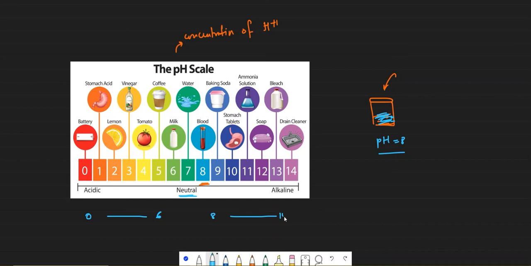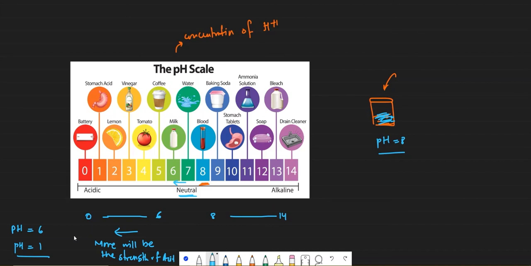Now, how do we know the strength of the acid and the base? To the left of 7, the more you go to the left, the more acidic it is, or the greater the strength of the acid. Which means that an acid with pH 1 will be much stronger than an acid with pH equal to 6. If there are two acids, one with pH equal to 6 and the other with pH equal to 1, pH 1 would be the stronger acid.